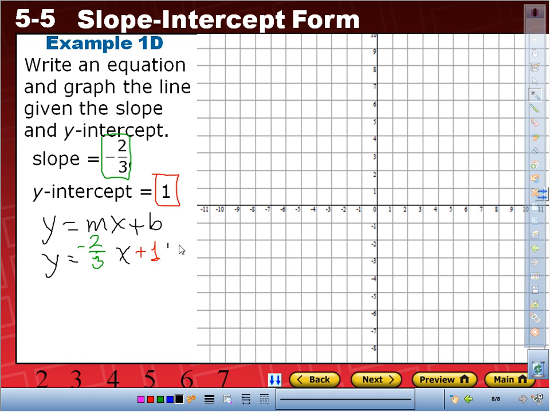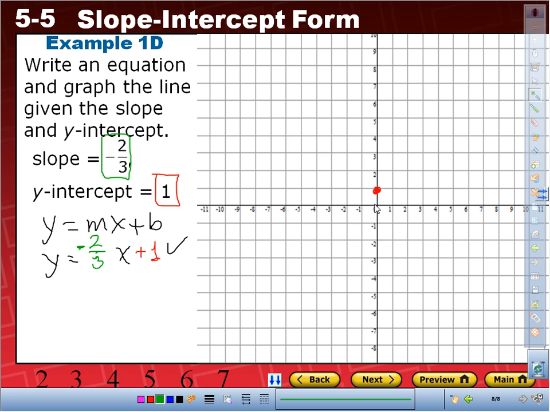Do we have my equation already? Yes. Okay, step 2, identify and plot your y-intercept. What is my y-intercept? Positive 1. So I look at my y-axis. This is my y-axis, so positive 1 is right here. From there, I'm going to use the slope. What kind of slope is it? It's a negative. So instead of going up, I'm going down. How many steps? 2 and 3 to the right.